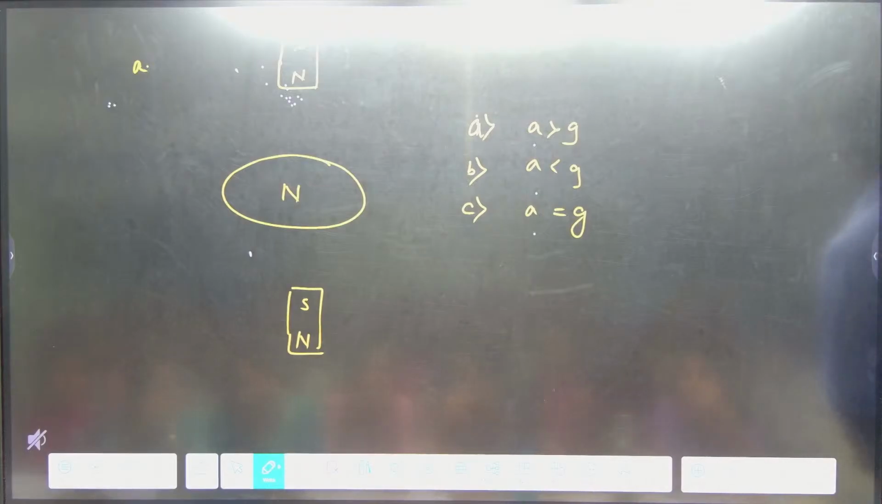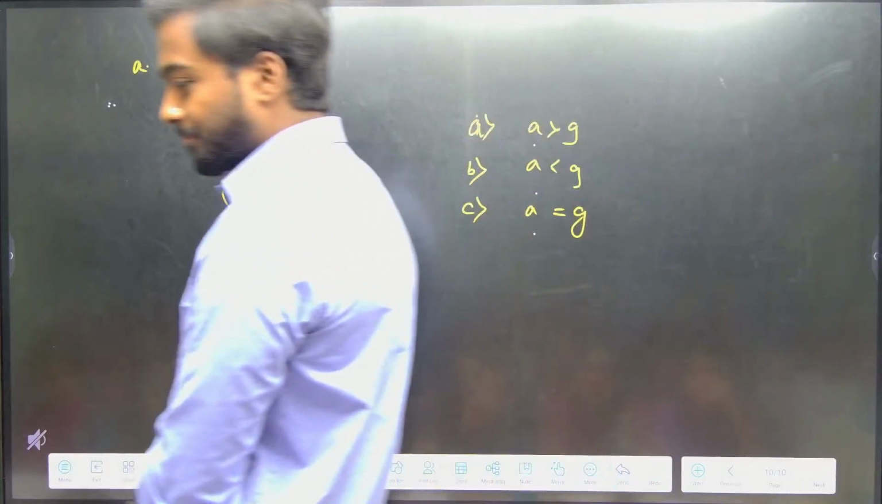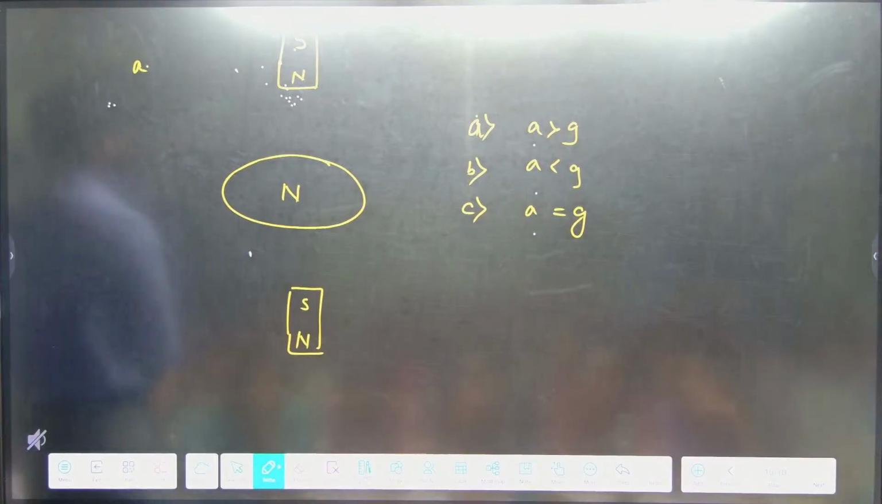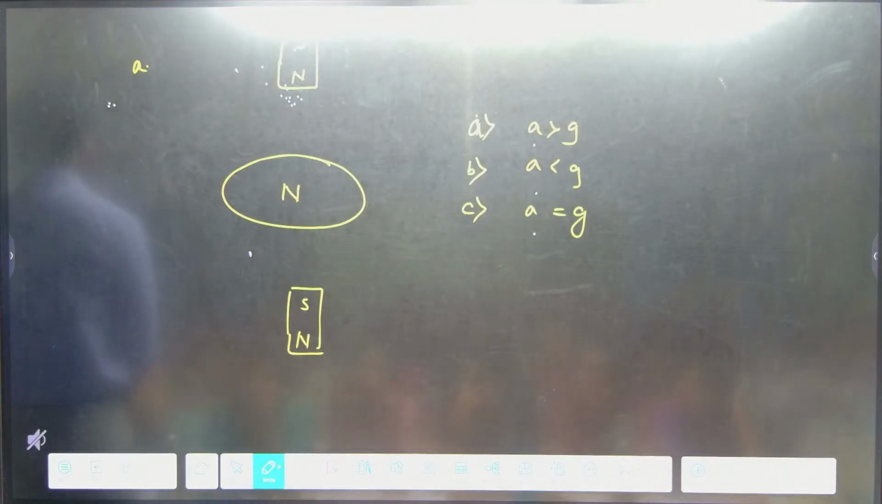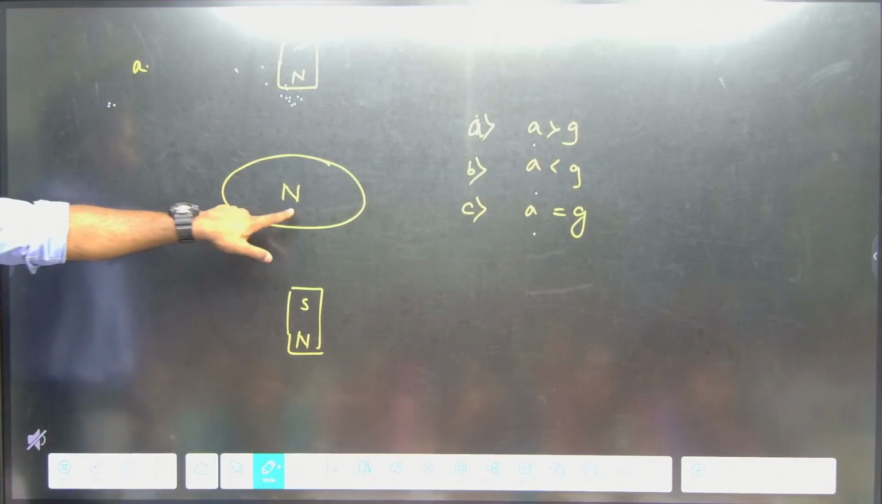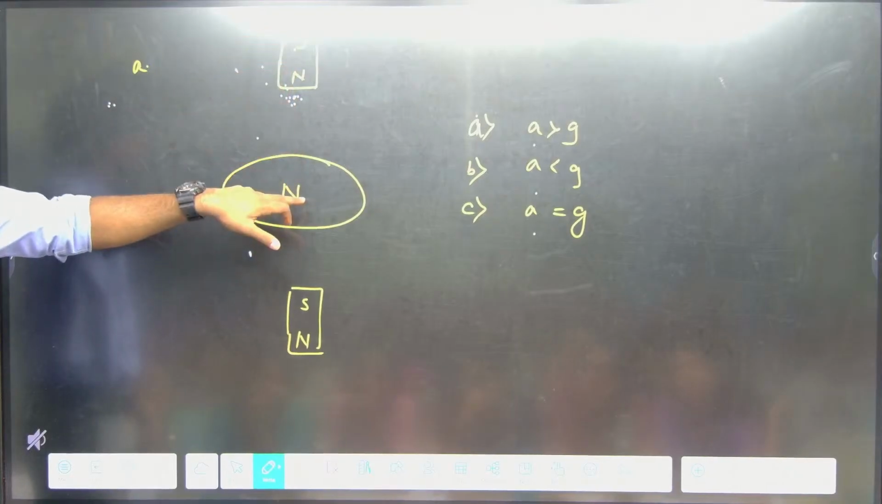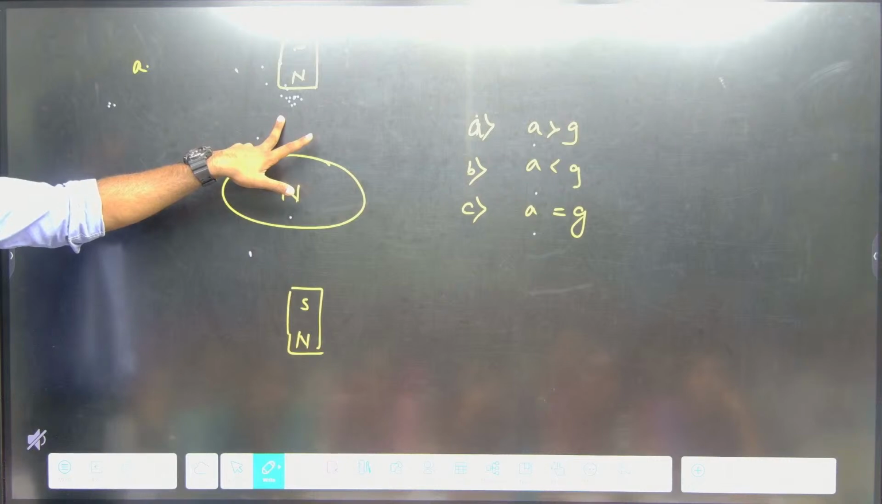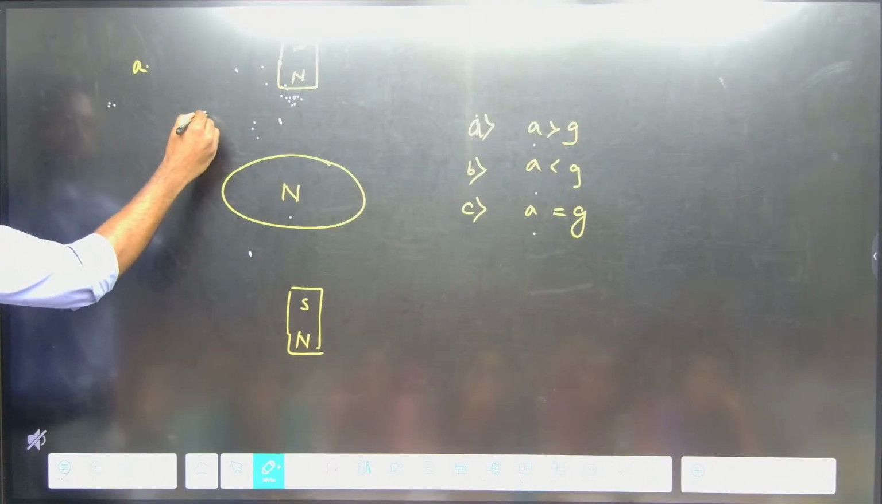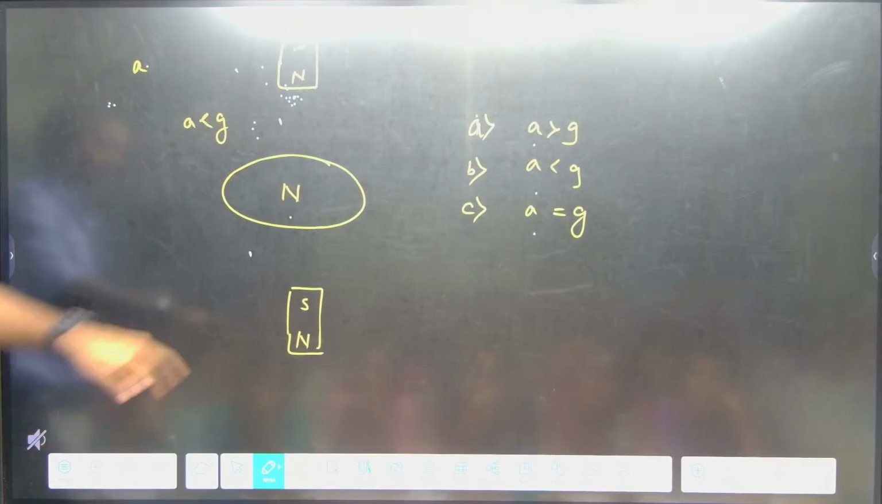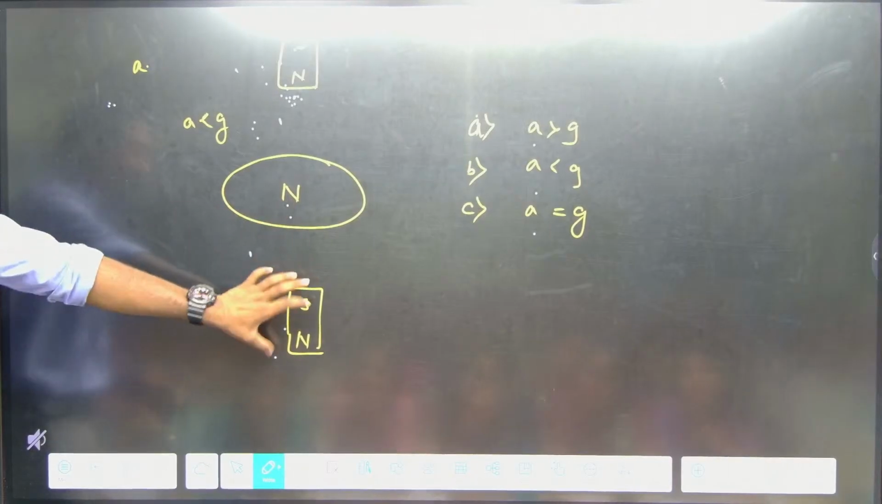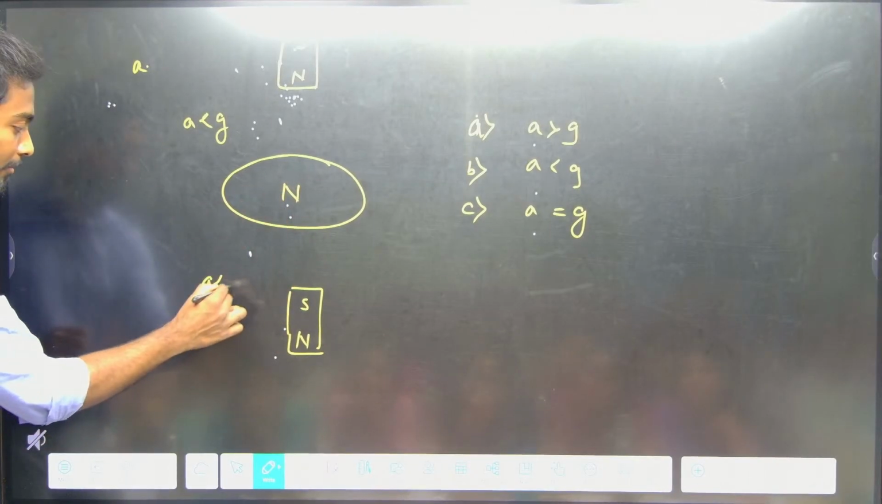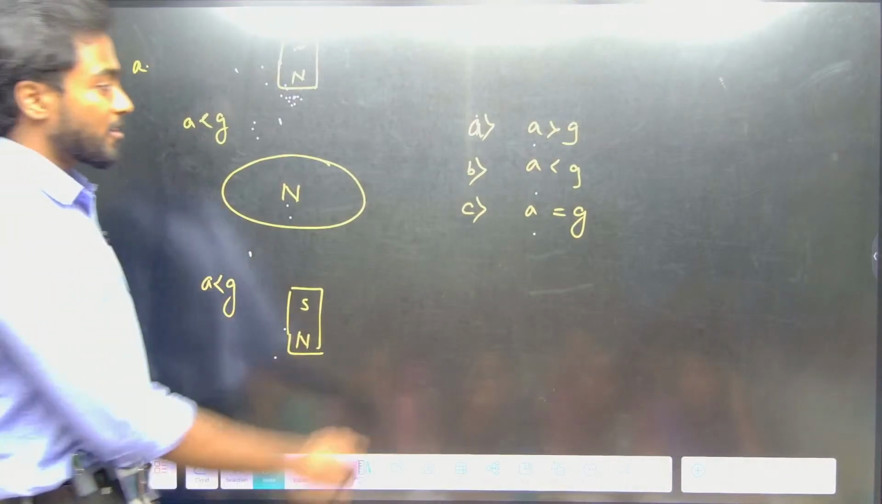Think. Completed your thinking? Whatever Bhumika has told is correct. Okay. Since this is a north pole and that is a north pole, the magnet is coming down, but it will try to oppose the acceleration. Yes or no? Obviously the acceleration will be less than g. When it is going down, this is a north pole and that is a south pole. It will try to attract it again. Obviously again here it is less than g and the option is B.